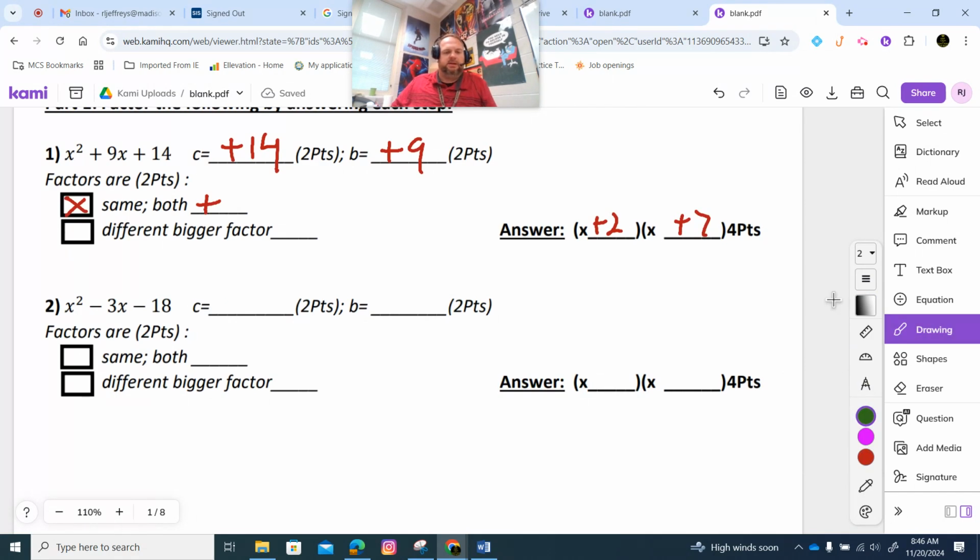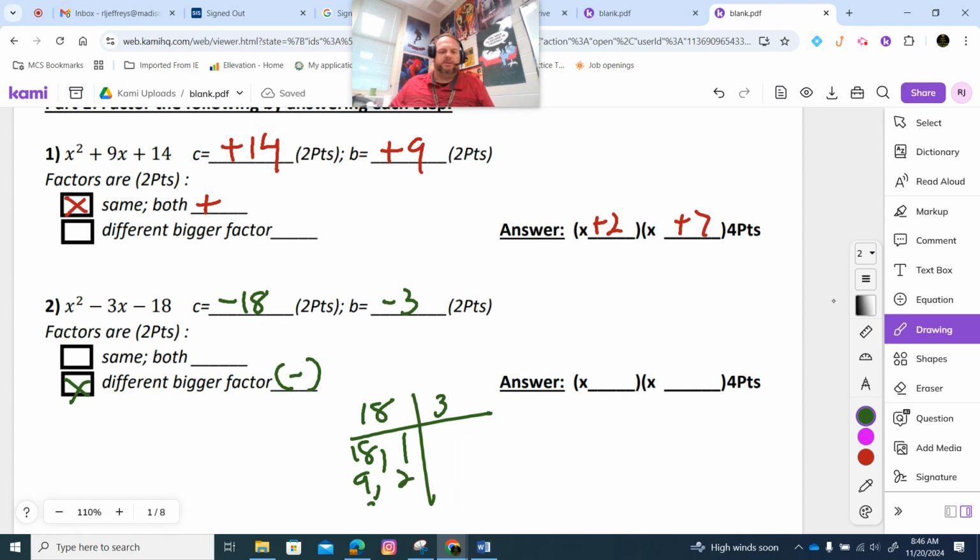Over here, C is negative 18, and B is negative. So this tells us our signs are different. This tells us our bigger factor is negative. All right, so in 18, we get 18 and 1. We got 9 and 2, we got 6 and 3, and the bigger number is negative. So this is negative 17, this is negative 7, this is negative 3. So that's our factors. Bam! That's all we got to do.